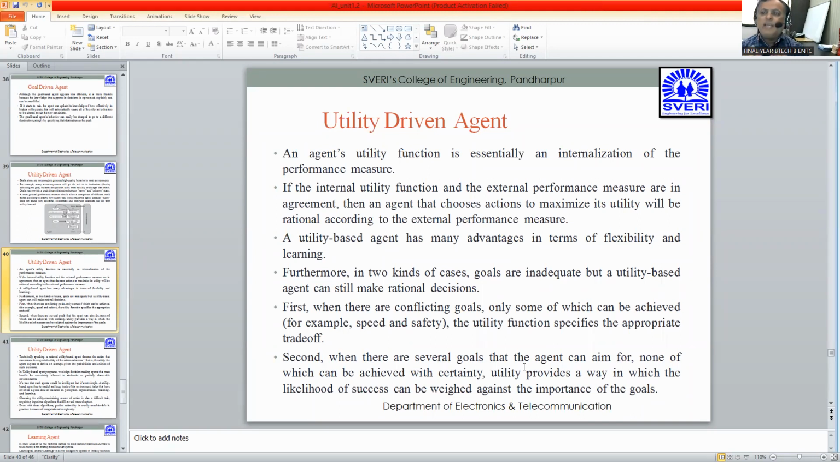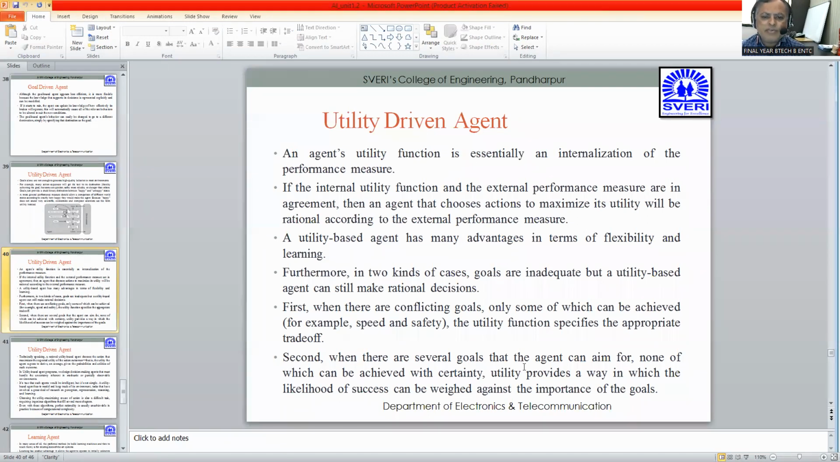अगर ऐसा होगा यानी इंटरनल यूटिलिटी फंक्शन plus external performance measure, they will coincidentally act together, will have an agreement and act together that will help to maximize its utility. And that's what it says. So this utility driven agent is completely based upon the state of mind of that agent, state of that agent. Is it okay? A utility based agent has many advantages in terms of flexibility and learning. So it will learn, it will be flexible.